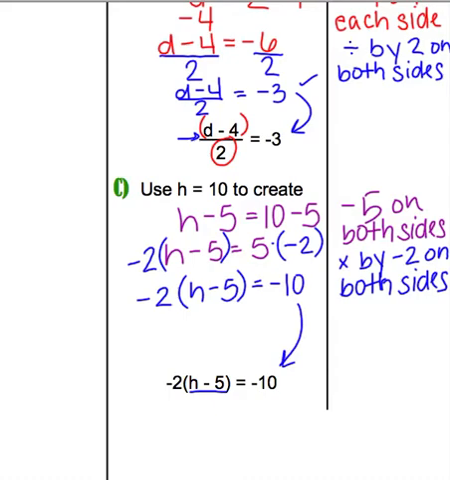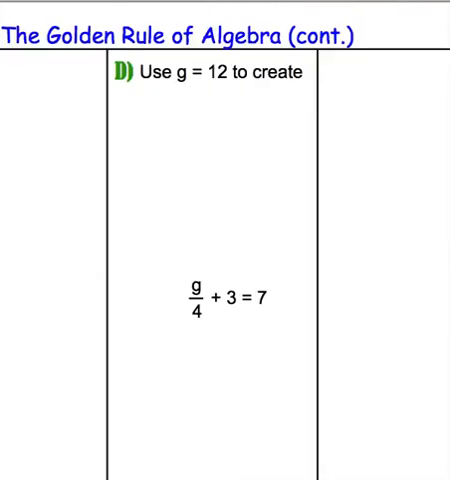Now, remember, those parentheses are necessary because otherwise I am just multiplying the h by -2 and not the whole expression. So let's take a look at one last example as a group. The expression here is use g equal to 12 to create g over 4 plus 3 equal to 7. So now here, we've been doing the adding and subtracting first originally, but on this one, we need to do the multiplication and division first because there are no parentheses and because this fraction bar here is only with the g divided by 4 and not with the plus 3.